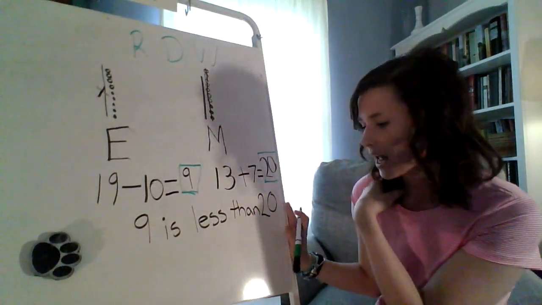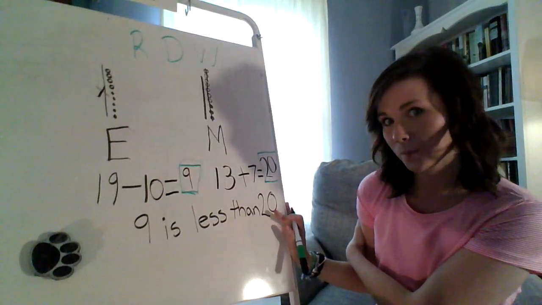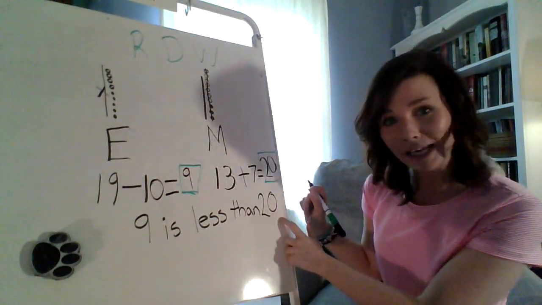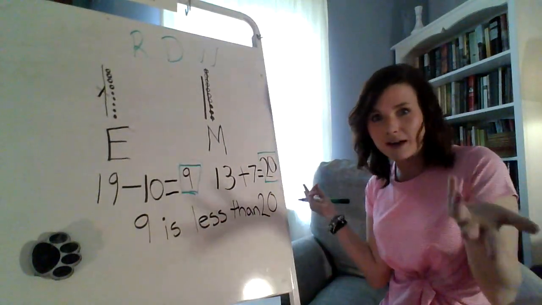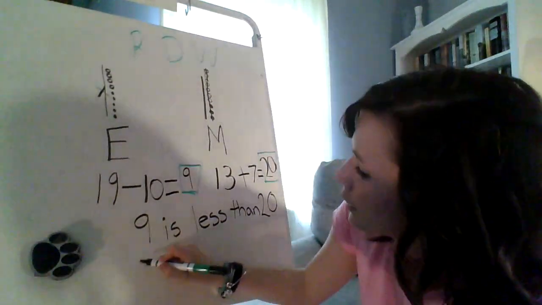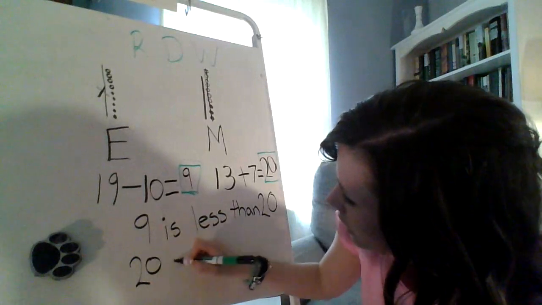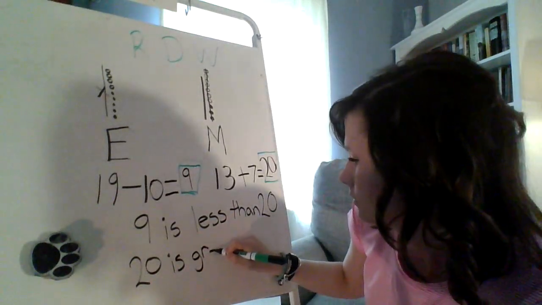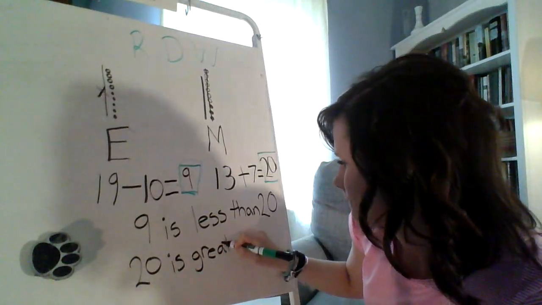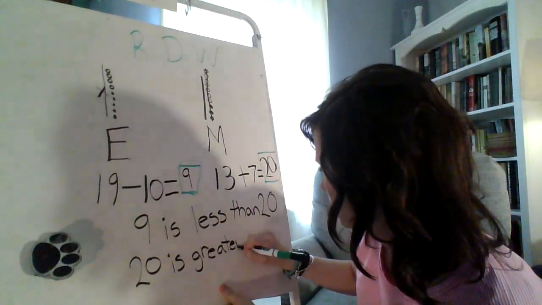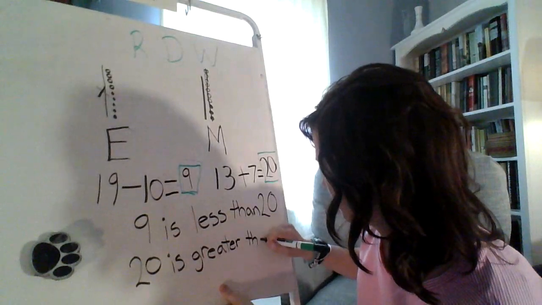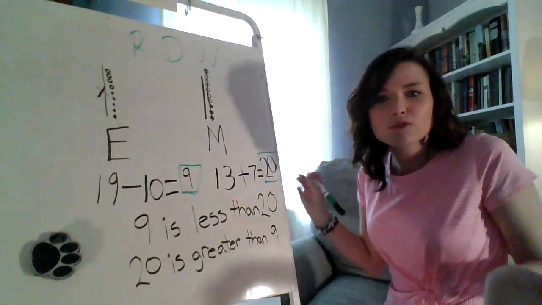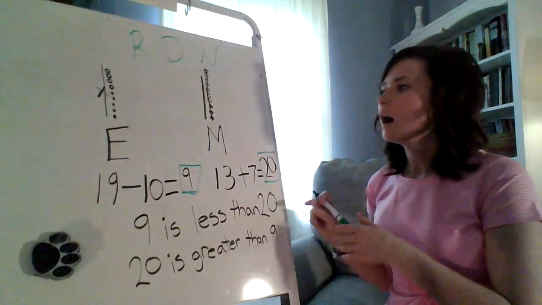That's something you could write. How else could you write it? You could write 20 is greater than 9, right? Those are both right answers. You could write 20 is greater than 9. Yeah, those are two great statements.